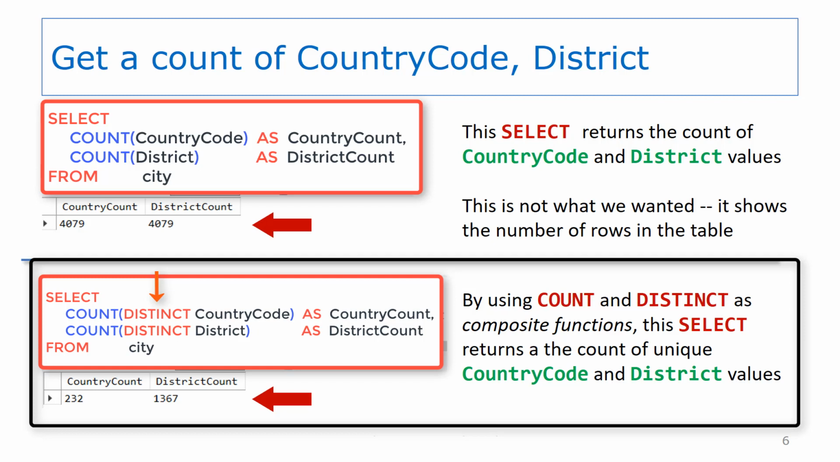After getting the unique values, the count function provides the count of the number of unique values. The same process occurs for the district value. The unique set of district values is obtained first, then the count function is applied to that set of unique values.